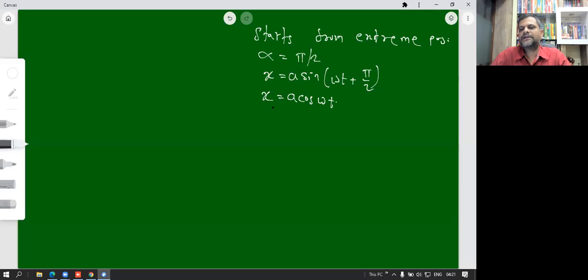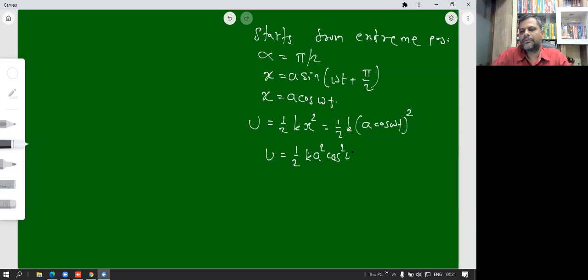And since this x is equal to a cos omega t, the potential energy can be obtained to be simply equal to half k x square, where x can be replaced by this value, that is a cos omega t, and we can get it as half k into a cos omega t whole square, from which the potential energy becomes half k into a square cos square omega t. And at the same time the kinetic energy also can be expressed in this way.